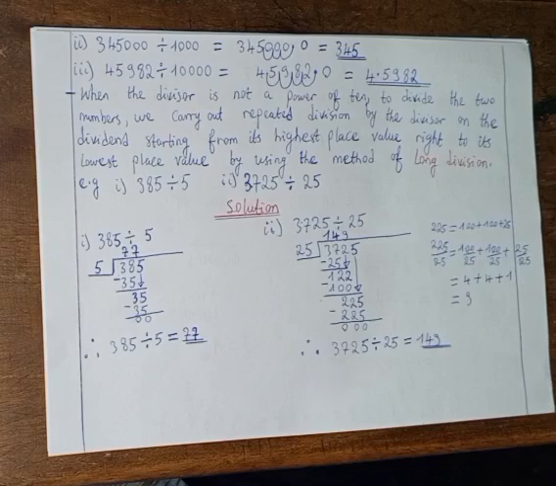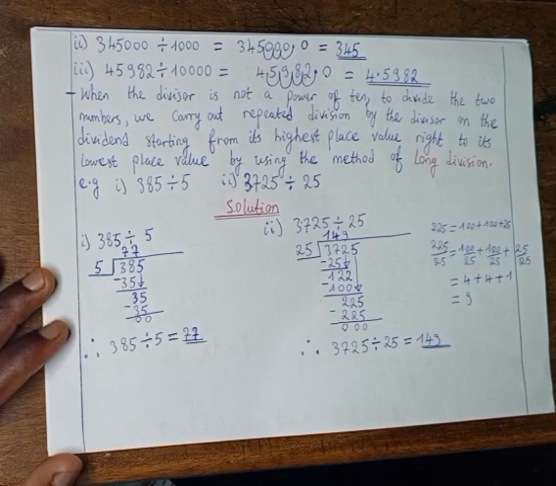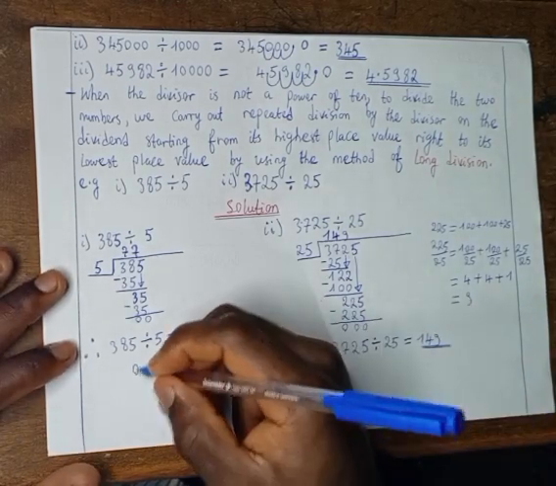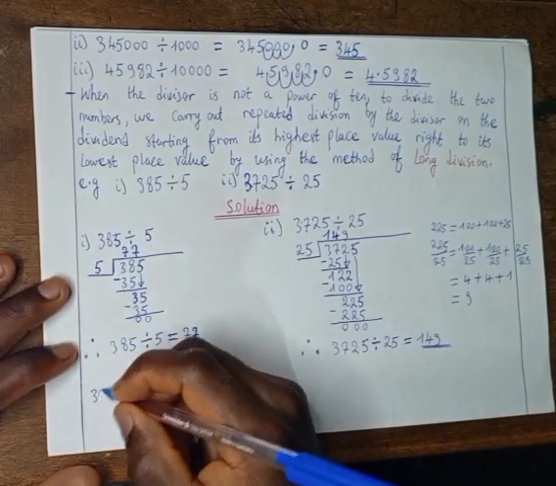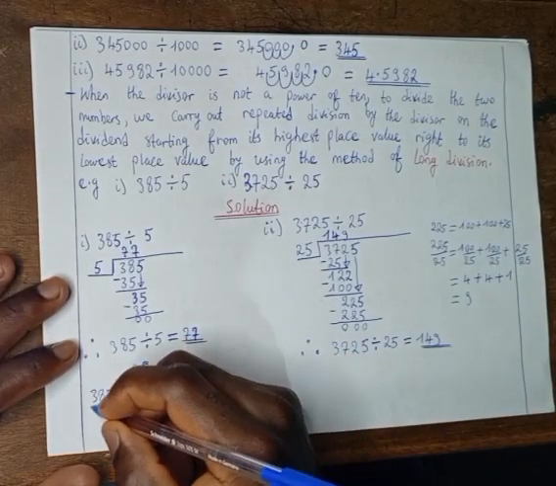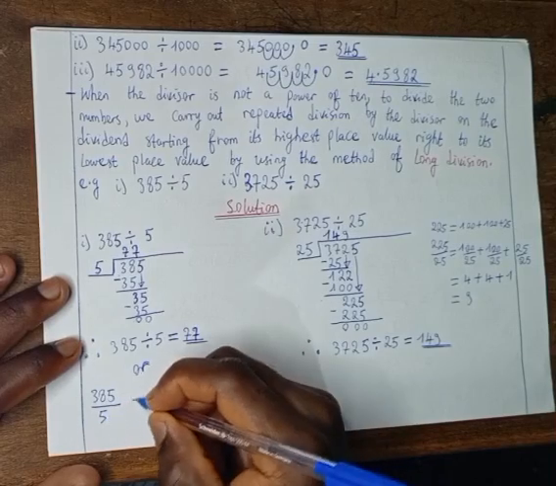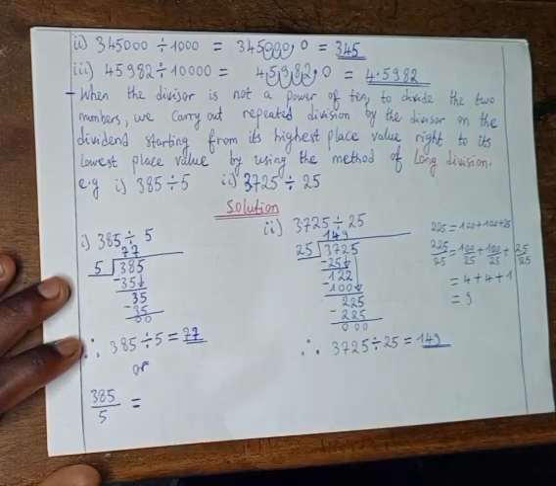Also, we could make use of this other approach. If you take the number 385, you divide by 5, you can make use of this other approach.